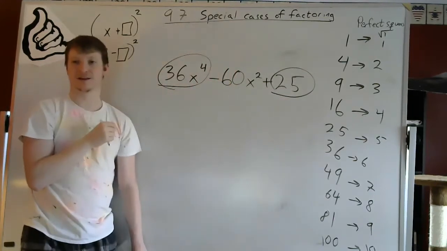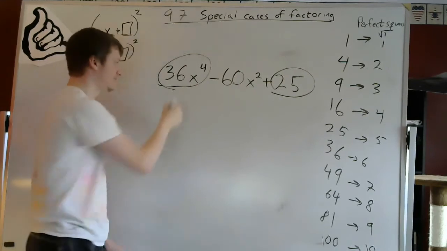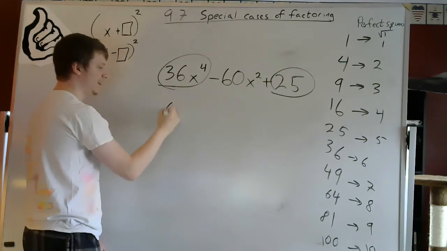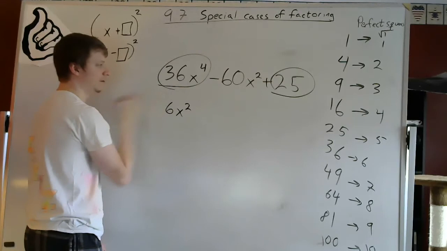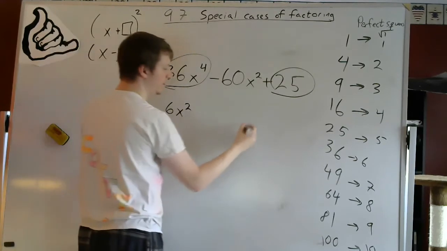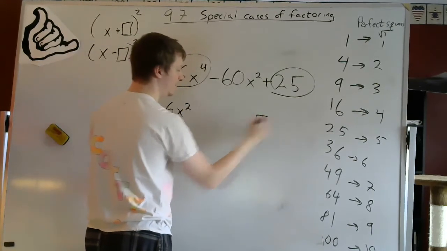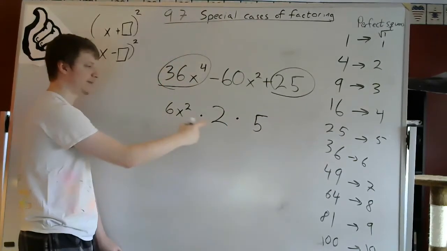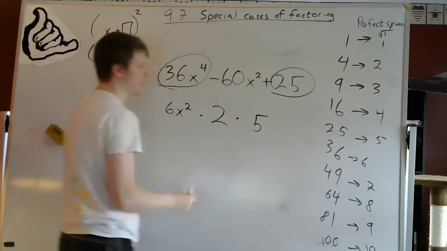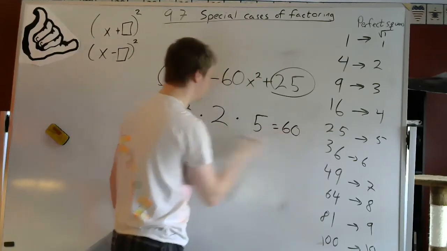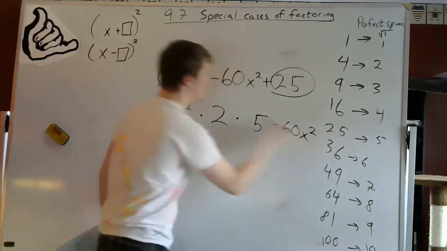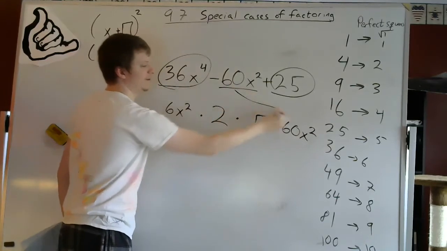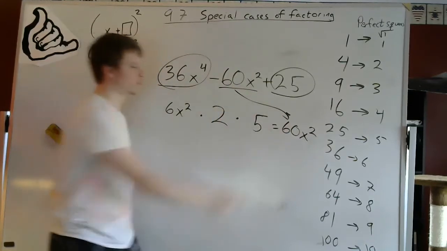Check to see, maybe this is a special case. Square root, I get 6x squared. Square root here, I get 5. Double stuff. 6 times 2 is 12. 12 times 5 is 60. So I get 60 with an x squared on it. Ooh, isn't that nice? This worked.